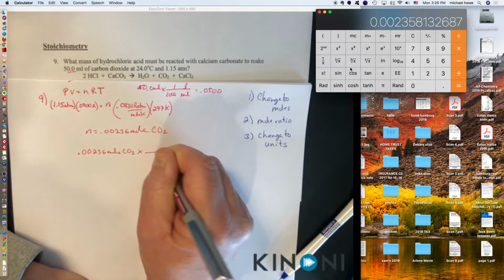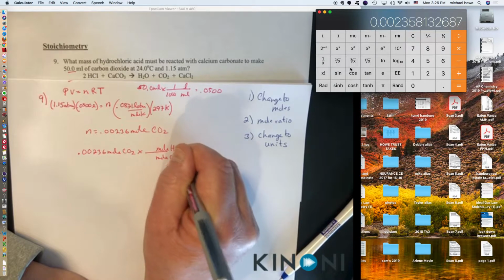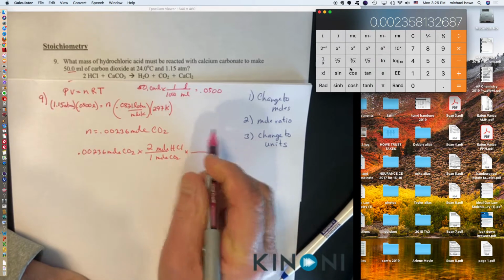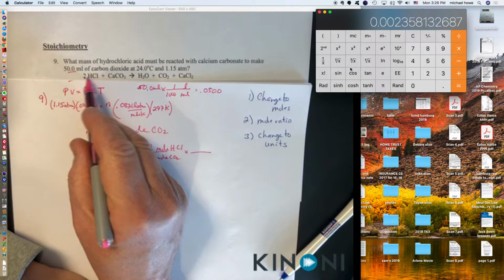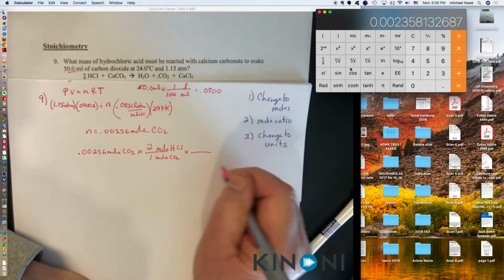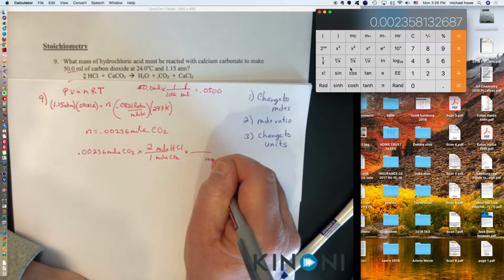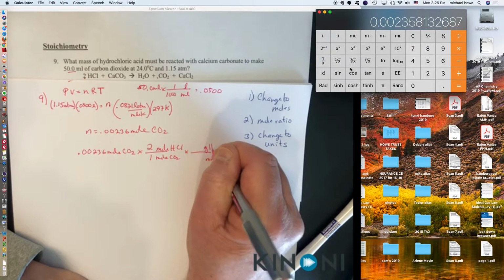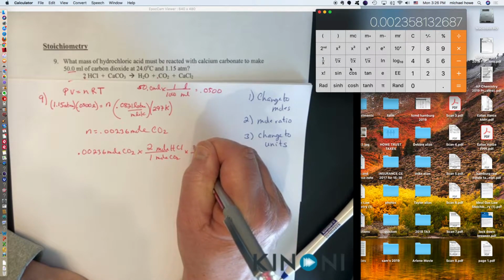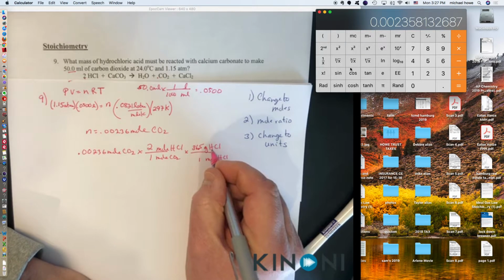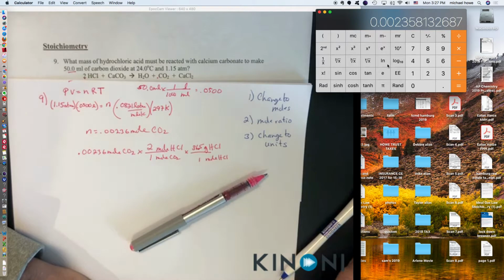This is the mole ratio step. Moles of HCl on the top. There are 2. There's 1. And once again, I got the 2 and the 1 from the equation. Then we need to change to grams, our desired unit. So we'd have moles of HCl on the bottom, grams of HCl on the top, 1 mole, 36.5 grams. I got that by adding H, which is 1, plus chlorine, which is 35.5.